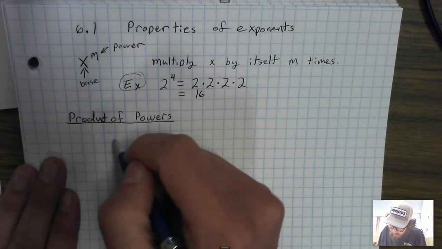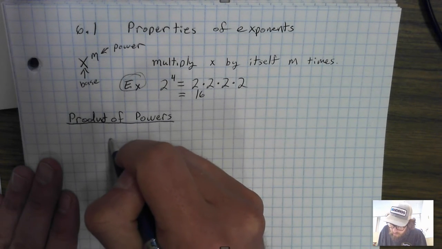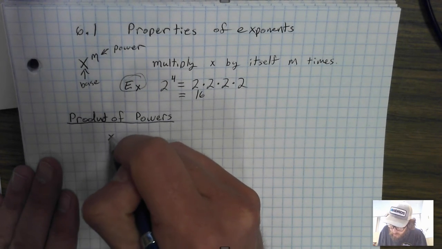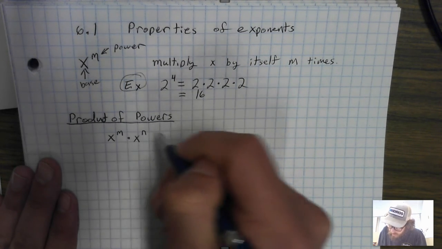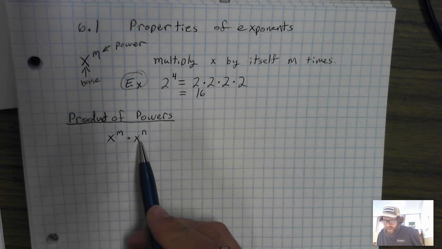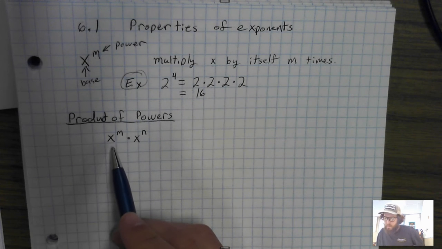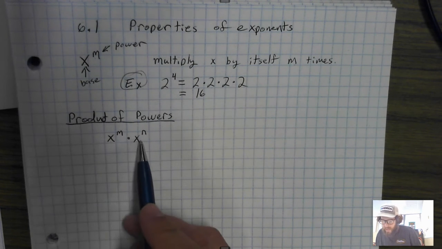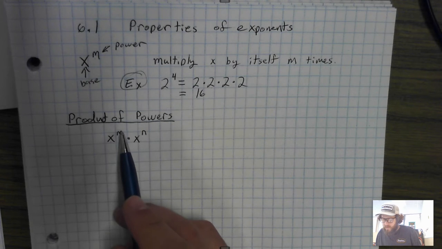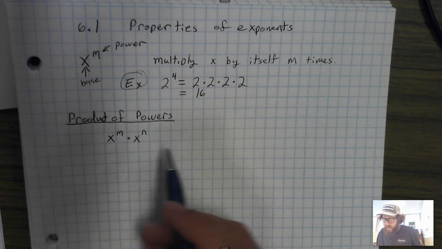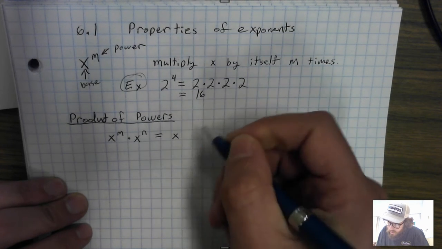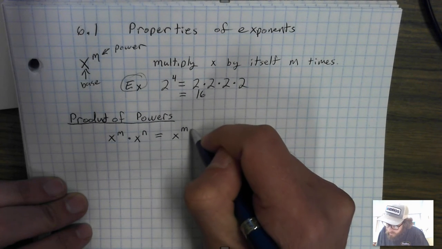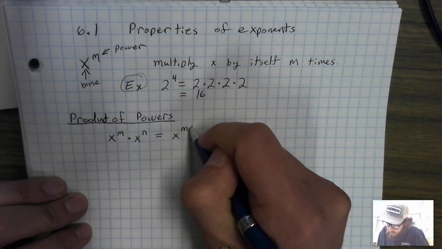So the product of powers looks like this. If I have two exponents multiplied by each other, and they have the same bases. It's important that there's the same base. They're both x. X to the m times x to the n. What we're going to do is we are going to add the exponents, x to the m plus n.